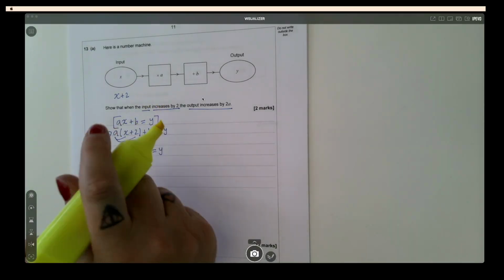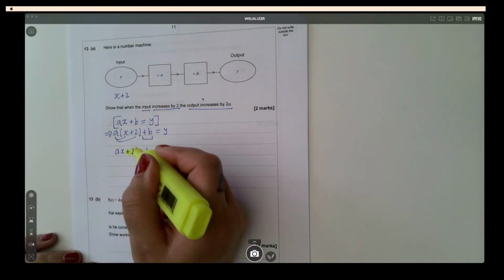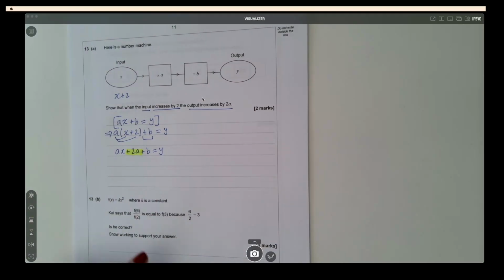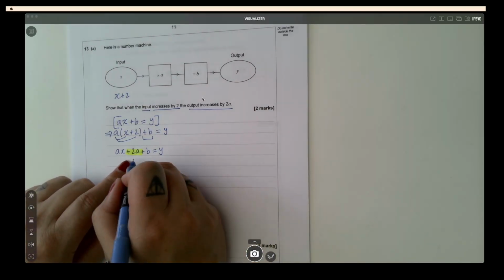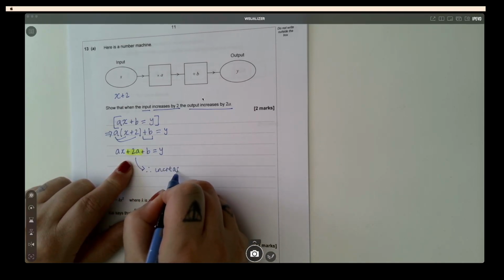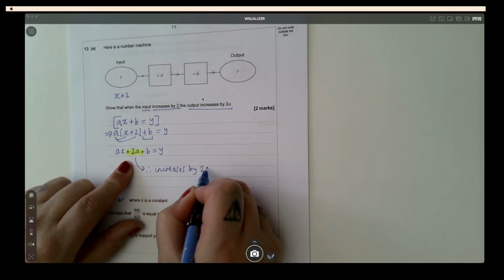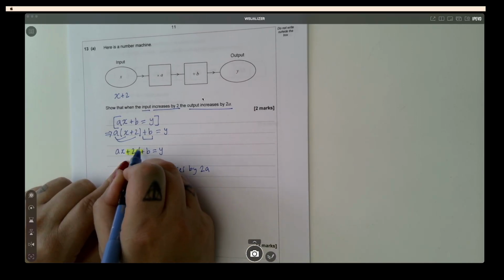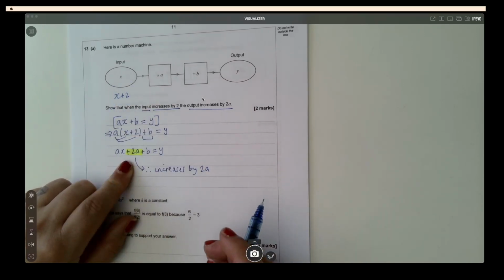So when we look at these two equations that have been formed from the number machine, the difference between this first one and this second one is the plus 2a. That's what shows us that the output, the answer, increases by 2a because we've added 2a to it by adding 2 to that input.